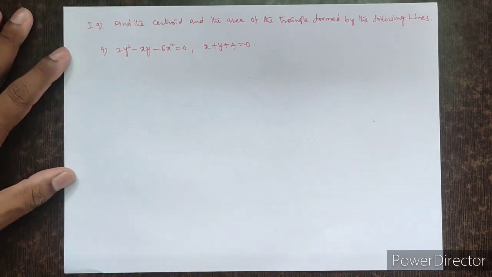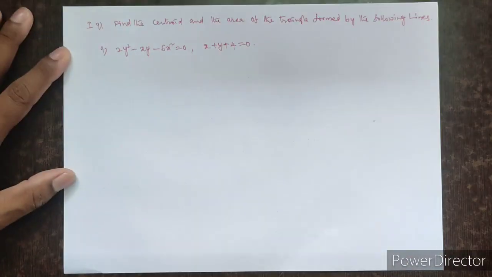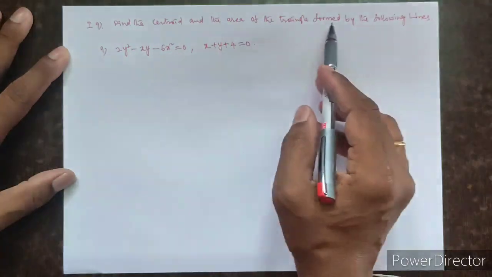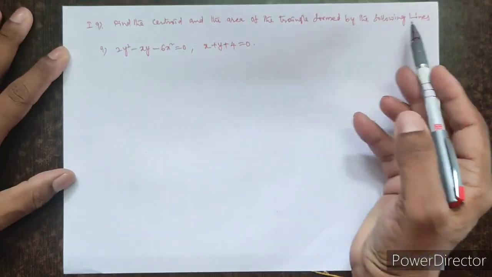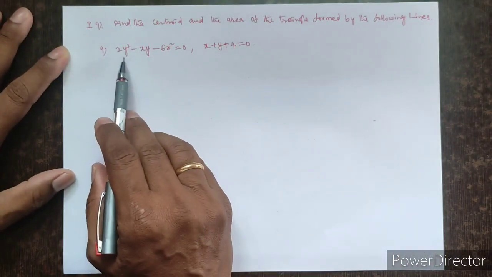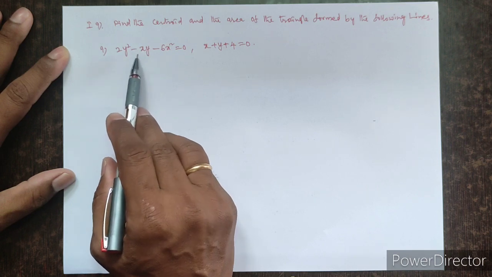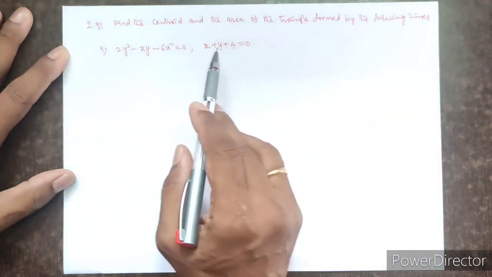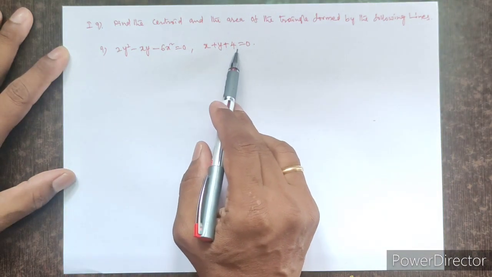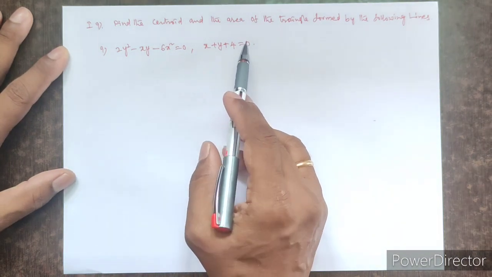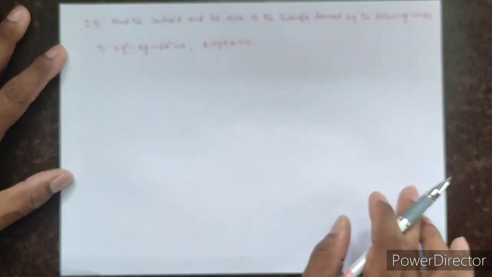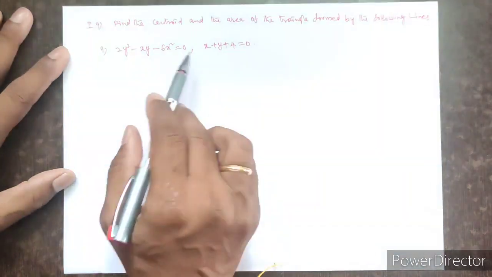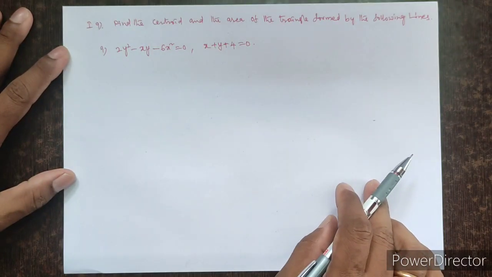First bit, ninth problem. Find the centroid and the area of the triangle formed by the following lines. The first one, 2y square minus xy minus 6x square equal to 0, and the line x plus y plus 4 equal to 0. So we should find the centroid of the triangle formed by these three lines.